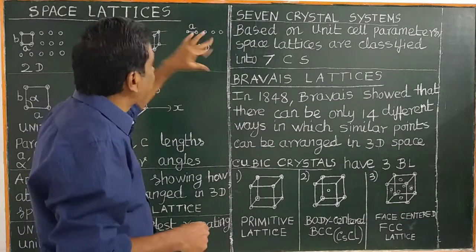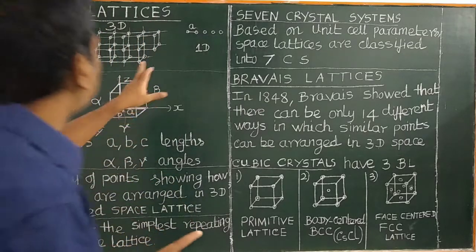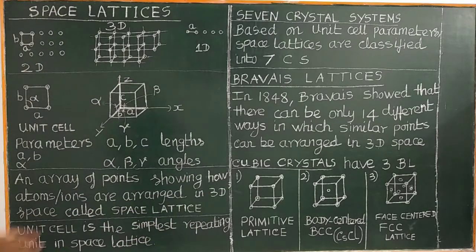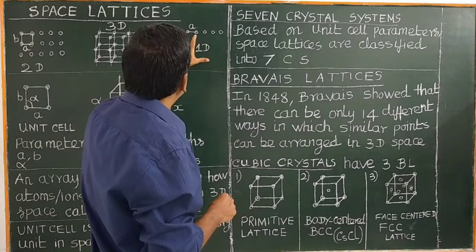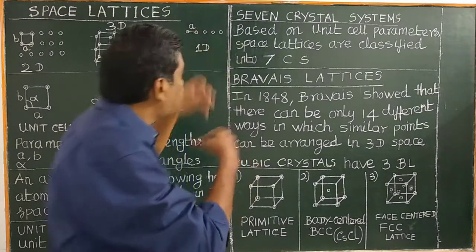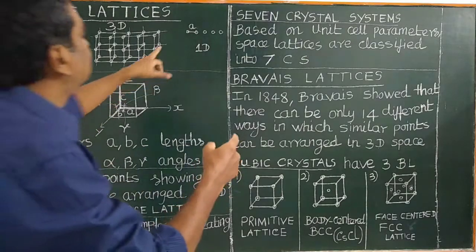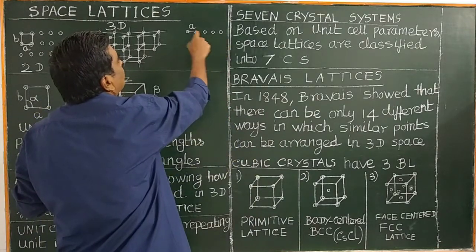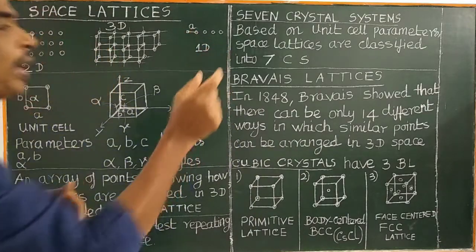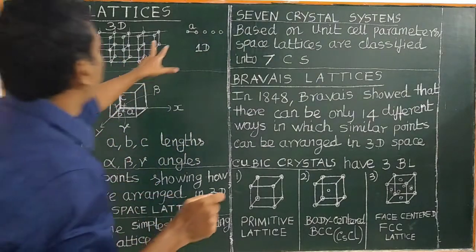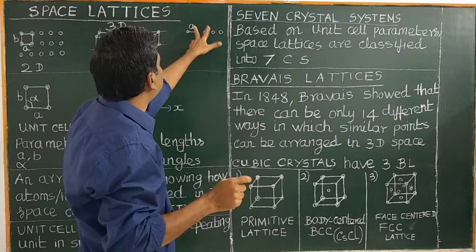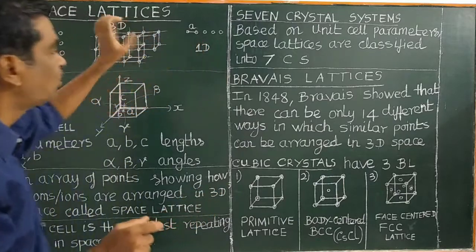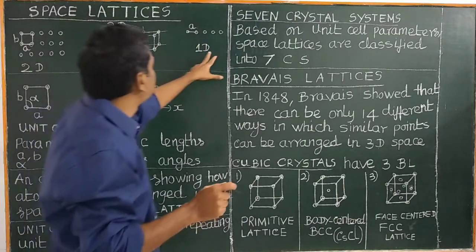There are three types of space lattices: one-dimensional, two-dimensional, and three-dimensional space lattices. In a one-dimensional space lattice, an array of points is arranged in a straight line. The distance between two atoms or two points is called A. This is the only parameter needed to describe the one-dimensional space lattice.